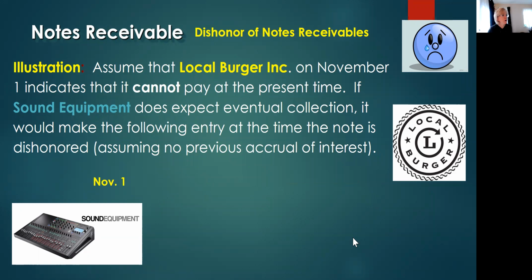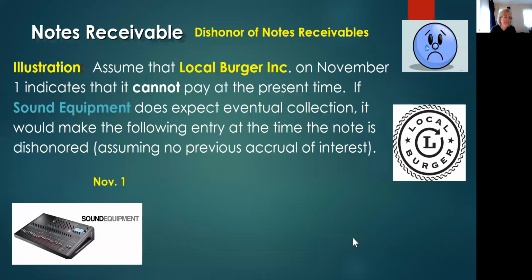All right. Assume local burger indicates it cannot pay at the present time. This is called a dishonor of a notes receivable. So we're going back to our first example where we didn't accrue the interest. Okay. Assume local burger cannot pay the bill.